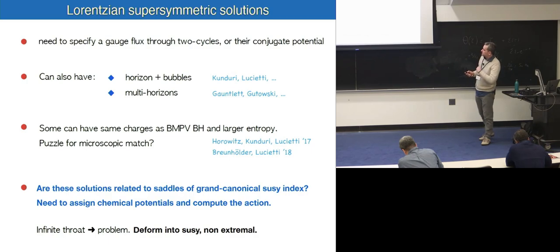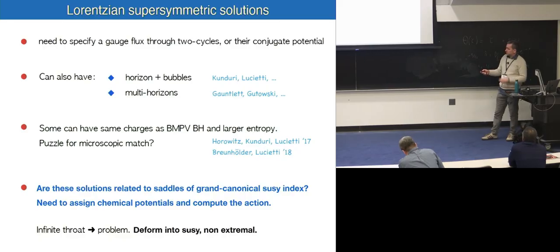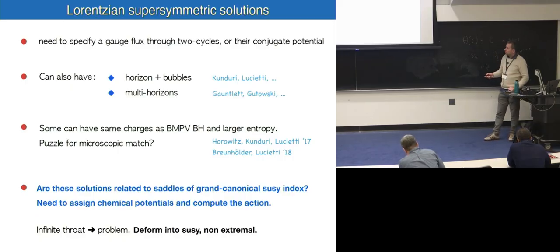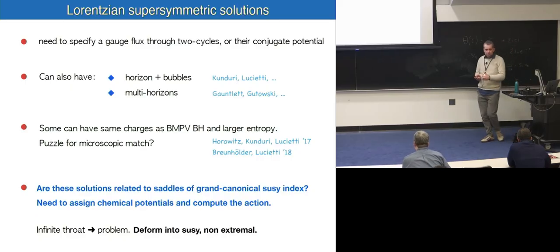So we should consider versions of these solutions. First, we should assign chemical potentials and a non-trivial action to these solutions. And we cannot do this on the nose, because the solutions are so far defined in Lorentzian signature. They are extremal. They have an infinite throat, so defining the action is not a priori well defined. So we will deform them into supersymmetric non-extremal solutions, in the sense that I presented before.